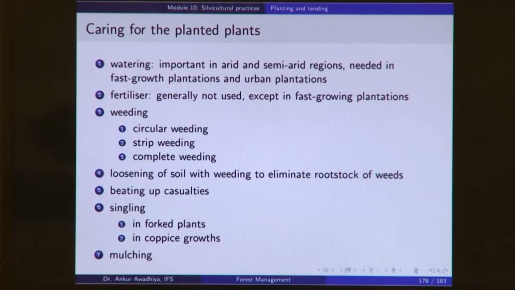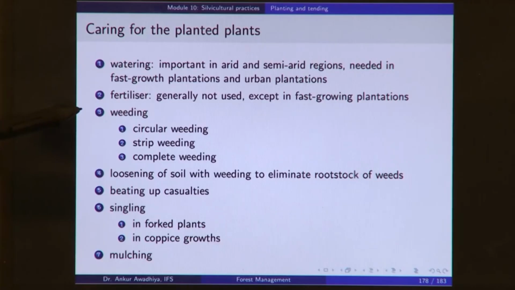So, in those 5 years the plant has to grow to the maximum height, and in those cases fertilizers might be given, or fertilizers may also be used in those areas that have a very poor soil, but those are exceptional cases. In general, fertilizers are not used.